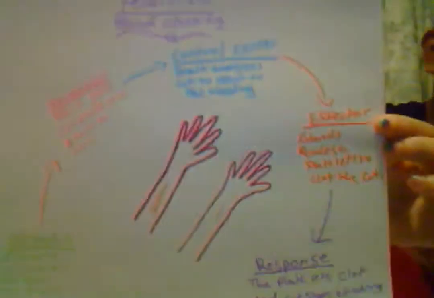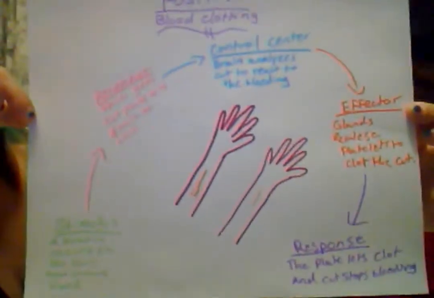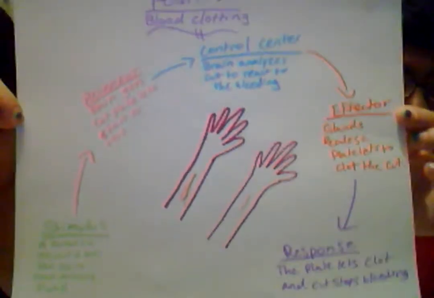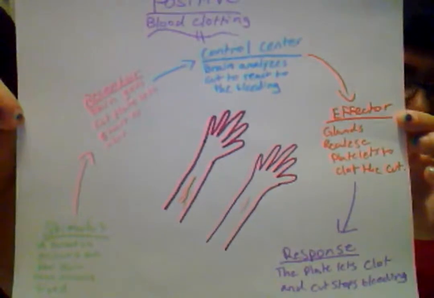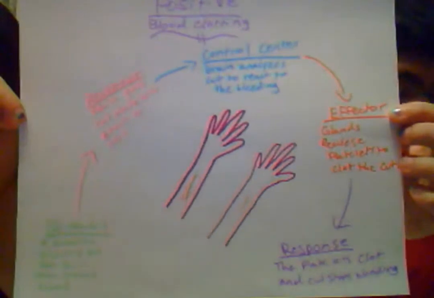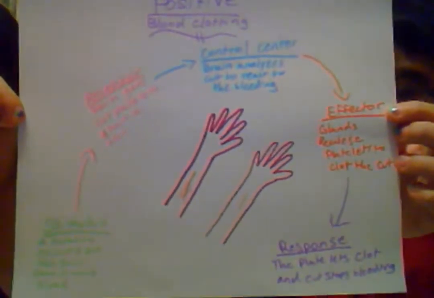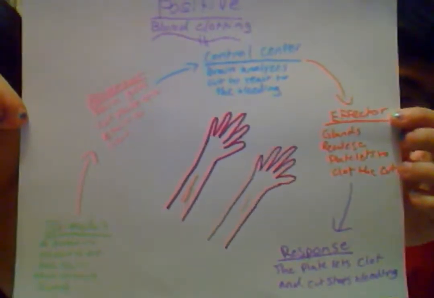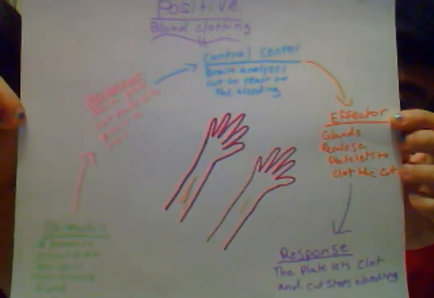Then second, we have two positive feedbacks, and the first example is blood clotting. The stimulus would be broken skin with blood pouring out. The receptor is the skin, which gets platelets to start a clot. The brain is the control center, which analyzes the cut to react to the bleeding. The effector is the glands, which release platelets to clot the cut. The response is that the platelets clot and stop the bleeding.